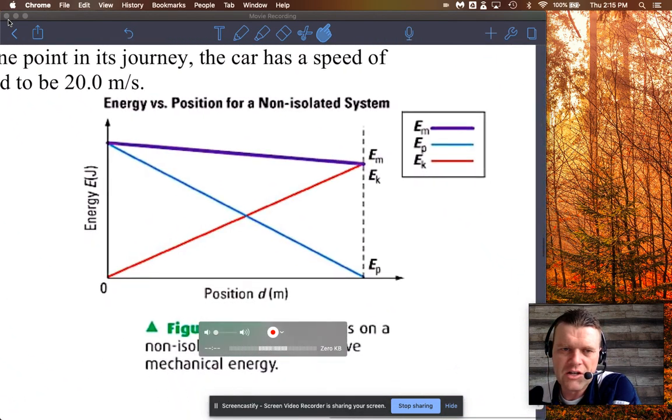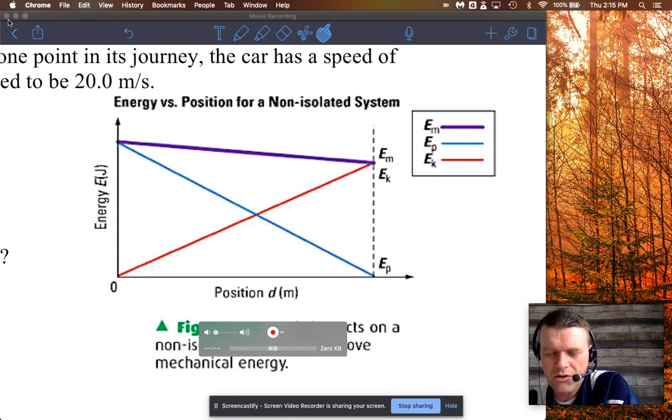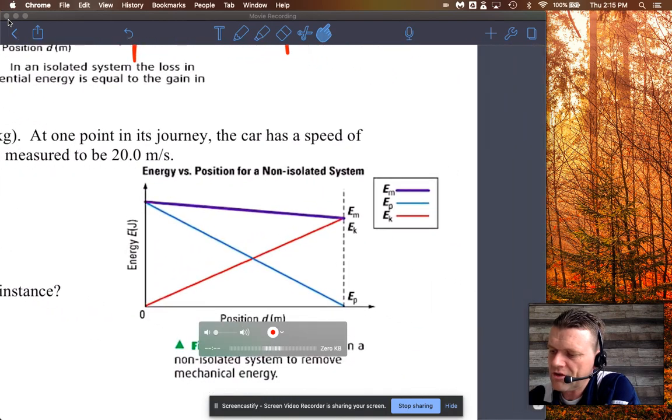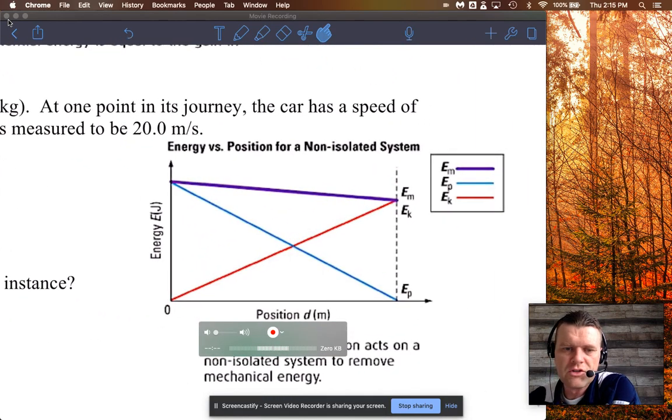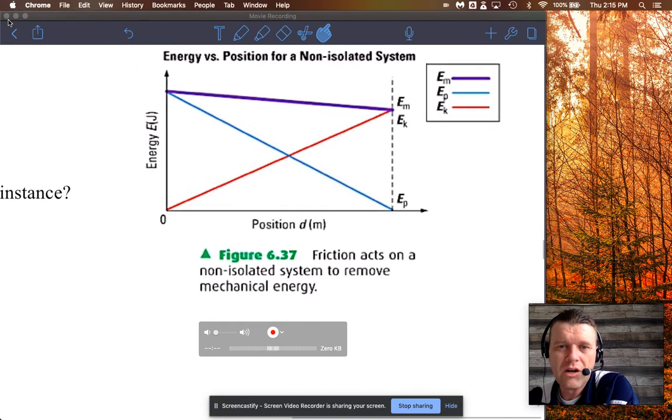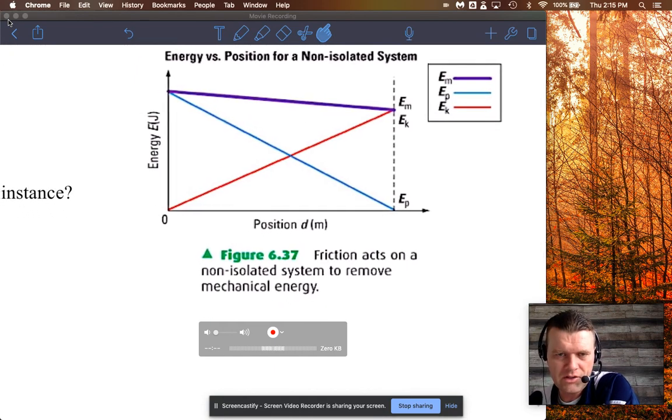I just stuck this in here so that you could see it in the notes. I know it's kind of associated with a question here that I don't want you to worry about, but this graph is really good too. This one shows a non-isolated system. And you should be able to tell from this that it's non-isolated, because look what's happening to the mechanical energy.